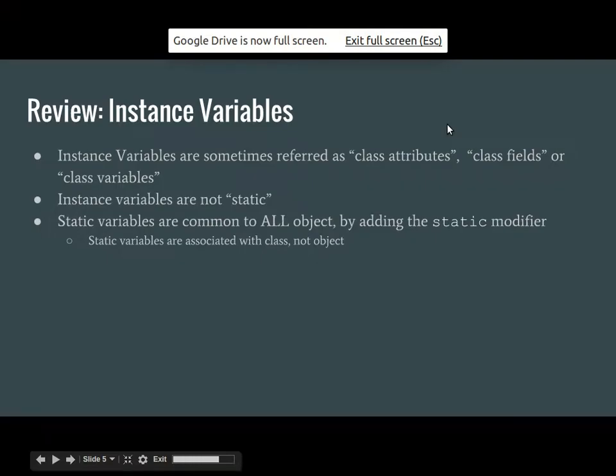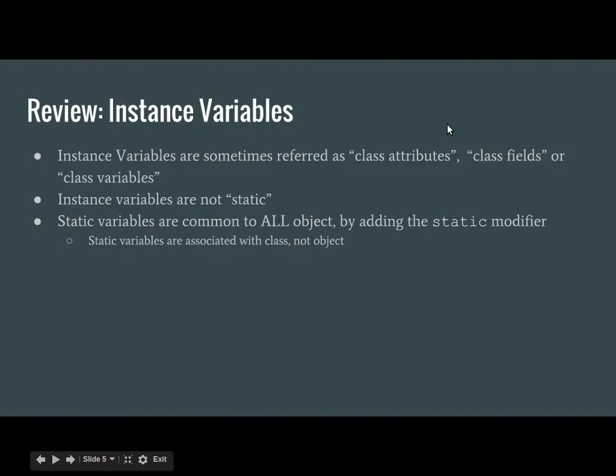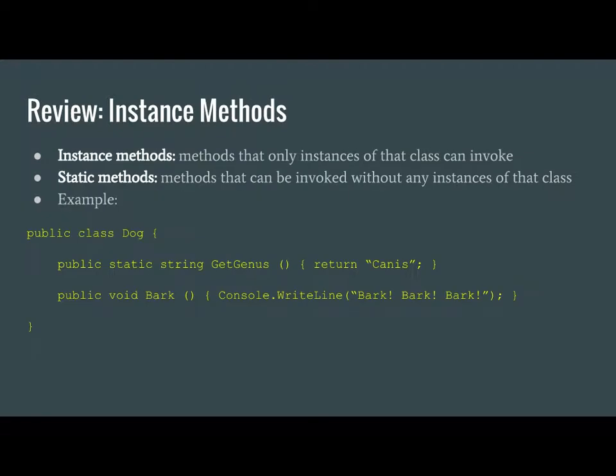Static variables are common to, or shared by, I should say, all objects by adding a static modifier. So basically, a static variable in a class is not associated with the instance of the class, but with the class. So in order to access static variables, you just use the class name and then dot the name of the static variable, instead of using an instance to access it. You'll see what I mean by that.